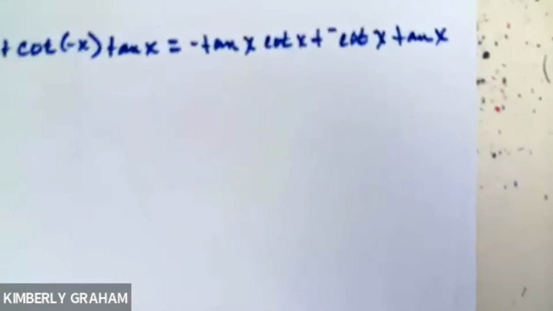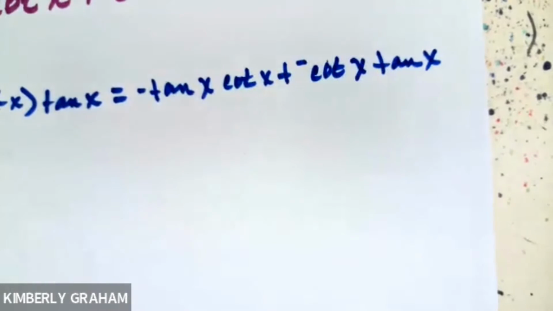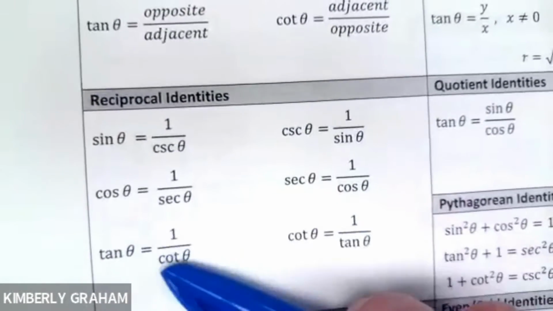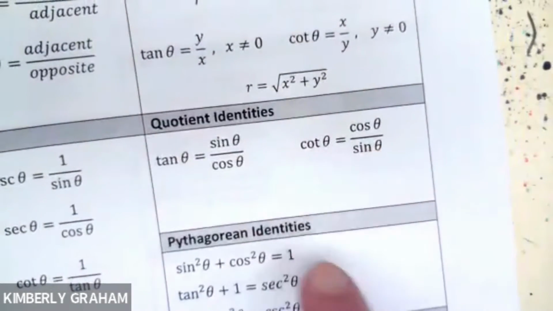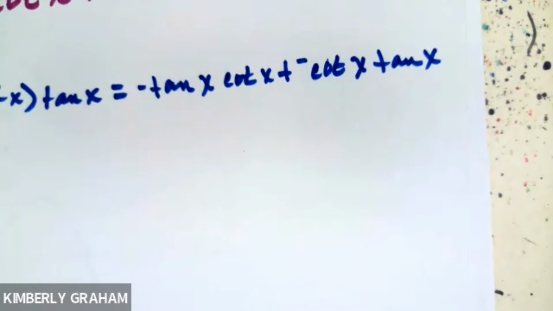Now from here, I've got a couple of options. If you like to work with reciprocal identities, right? So I know that tan is 1 over cotangent, or cotangent is 1 over tan. Then you can substitute in one of those if you want to. If you want to change everything to sines and cosines using your quotient identities, you can do that as well. It doesn't really matter. I'm going to change cotangents to 1 over tan.